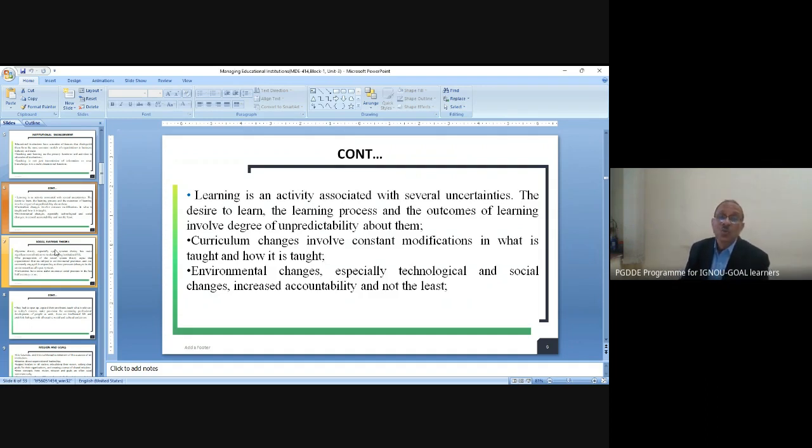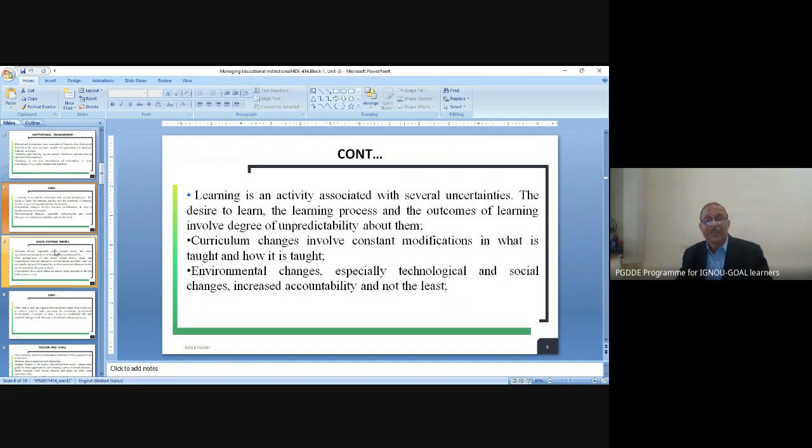It is a challenge to you as a learner as well. The learning process and the outcomes of learning involve a degree of unpredictability. Though I want that each one of you should get a good learning from my teaching and get a good grade, but there are quite a few buts. Unpredictability is there. Curriculum changes involve constant modification.